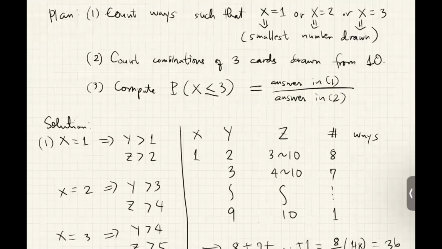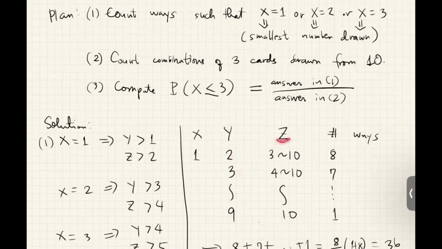Now let's look at those cases one by one. What if Y were 2? Then Z could only be 3, 4, 5, 6, 7, 8, 9, 10. You cannot have 10 for Y, because if Y were 10, then Z, which is the biggest of the 3, would exceed 10. That's why we only have up to 9 for Y, to give 10 to Z. Now, what if Y were 3?